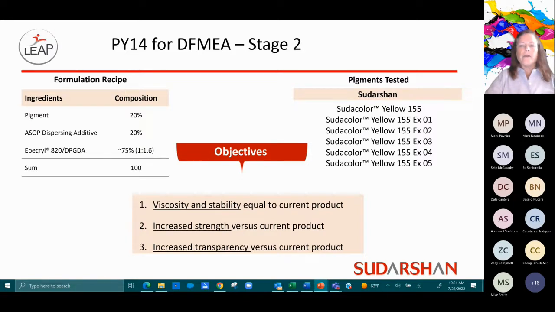So we put together a quick, simple ladder study here with 5 experimental samples and ran it through the formulation to see where we would need to go with this particular program.